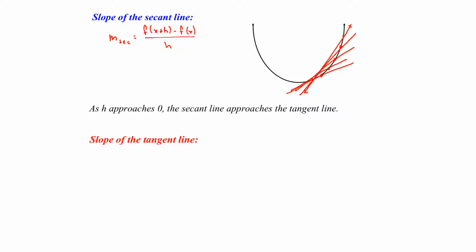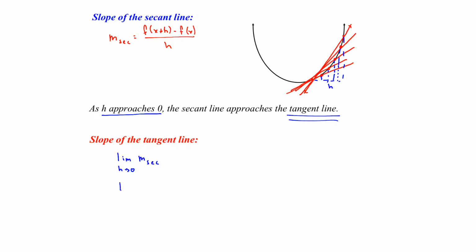What is happening to our h value? Originally, h was this distance, and then we did this point, and now it's that distance, and then this point, and this point. And so what was happening to the h value? H was getting closer and closer to that difference of 0. So as h approaches 0, the secant line approaches the tangent line. So what is the slope of the tangent line then? It's the limit as h approaches 0 of the slope of the secant line.